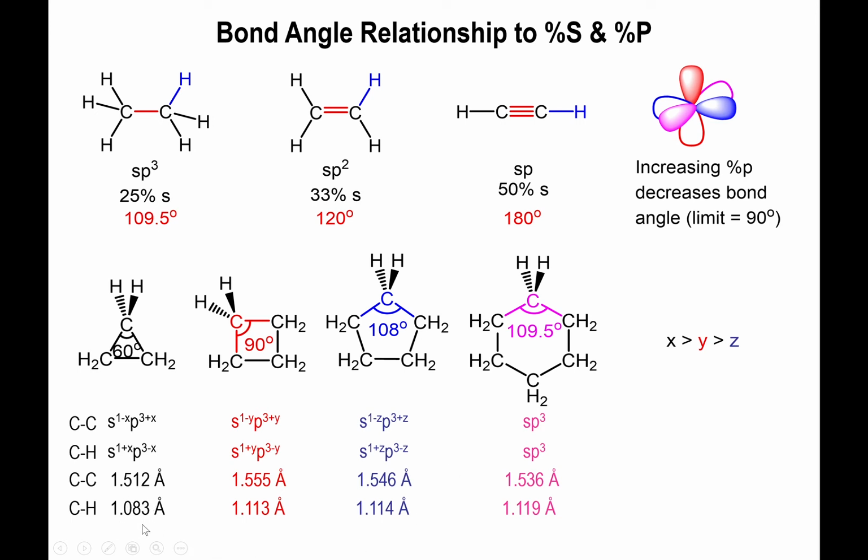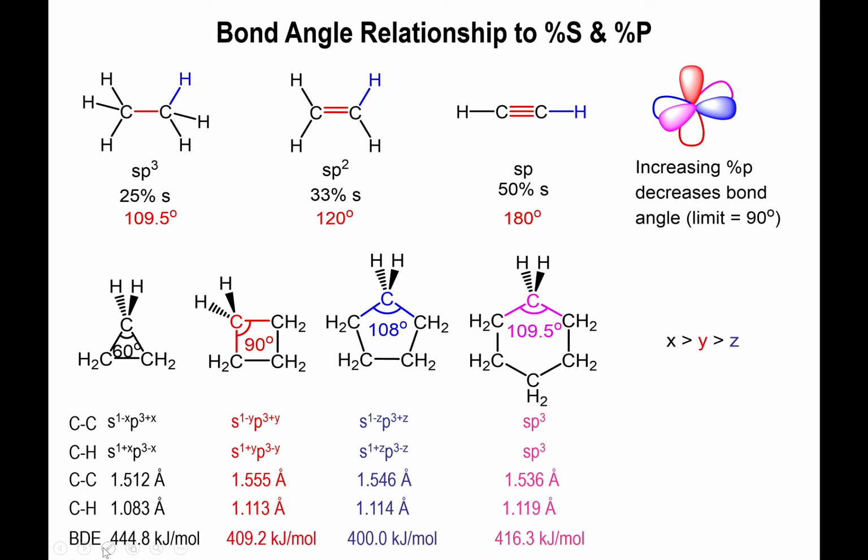We start with a bond length of 1.083 for the carbon-hydrogen bond, and we increase it all the way to 1.119 angstroms, and that's just phenomenal. You see that exact trend based on the idea that the S content is decreasing going from left to right for the CH bond, as depicted by the diagrams here.